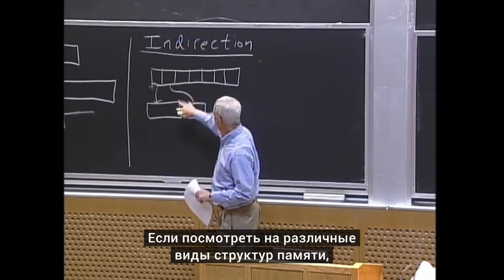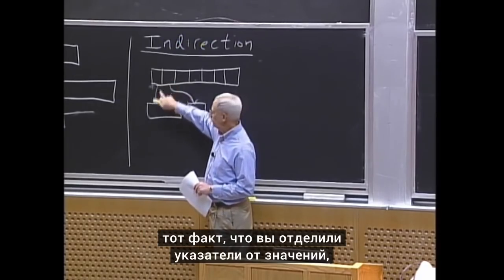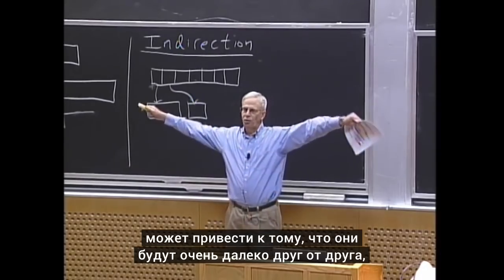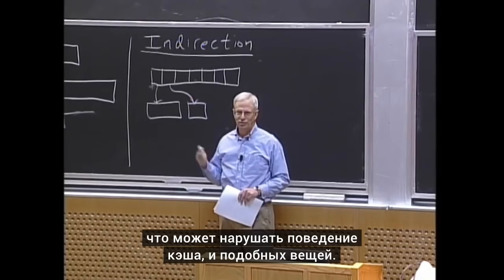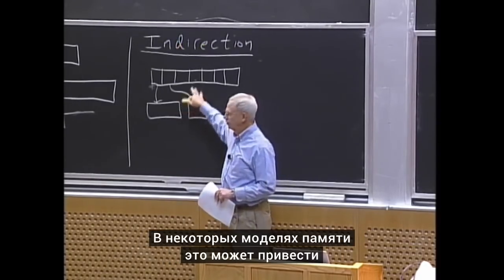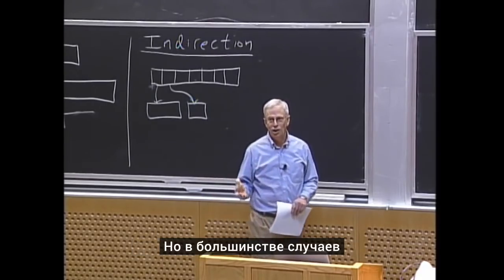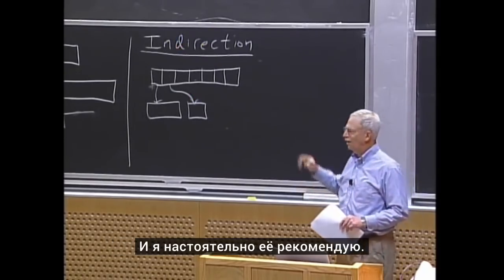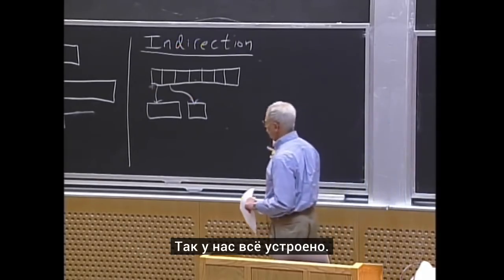As you look at certain kinds of memory structures, the fact that you've separated the pointers from the value fields can lead to them being very far apart in memory, which can disturb behaviors of caches and things like that. So in some models of memory, this can lead to surprising inefficiency. But most of the time, it's really a great implementation technique, and I highly recommend it. OK, so that's how we do the trick.